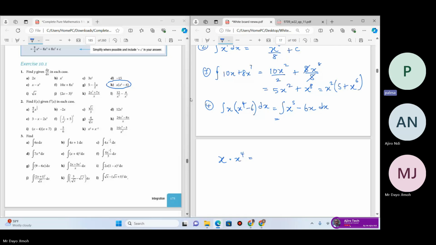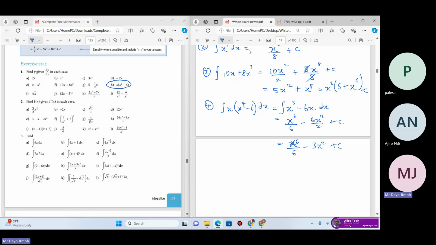If you integrate x to the power 5, you get x to the power 6 over 6, minus what? Minus 6x squared over 2. x squared over 2 plus what? Oh, we did not have plus, we didn't have plus C here. Plus C. So that will give us x to the power 6 over 6 minus 3x squared plus C.